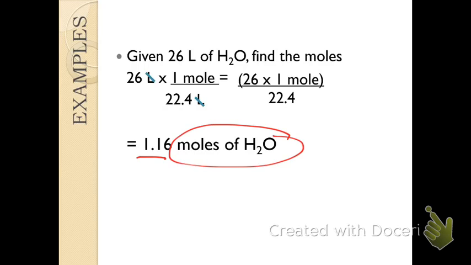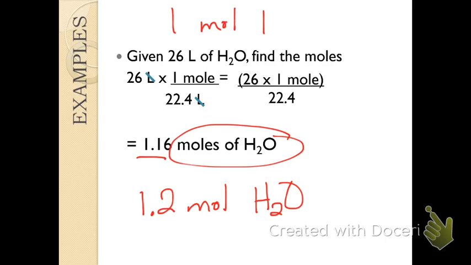This answer is to the nearest 100th. If I wanted the nearest 10th, it would be 1.2 moles of H2O. Dr. Hudson, why did you take the ES off of moles? Believe it or not, MOL is the abbreviation of moles. If I wanted it to the nearest whole number, it would be 1 mole of H2O. Okay? All right. Let's go on.